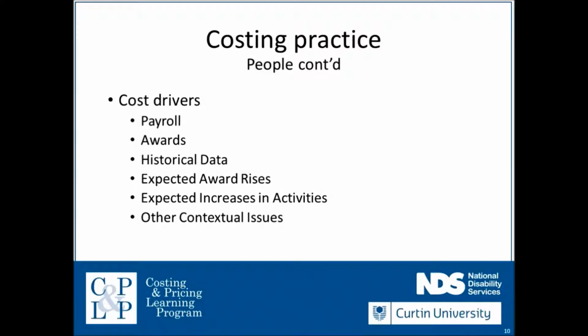The other thing that we need to consider is what drives the costs. Now this again is purely an accounting construct that's designed to help us to cost services specifically. But the kinds of things that drive costs for people include, of course, the payroll, the awards, the historical data that we've had, but the activity levels, and particularly increased activity levels, need to be taken into consideration.